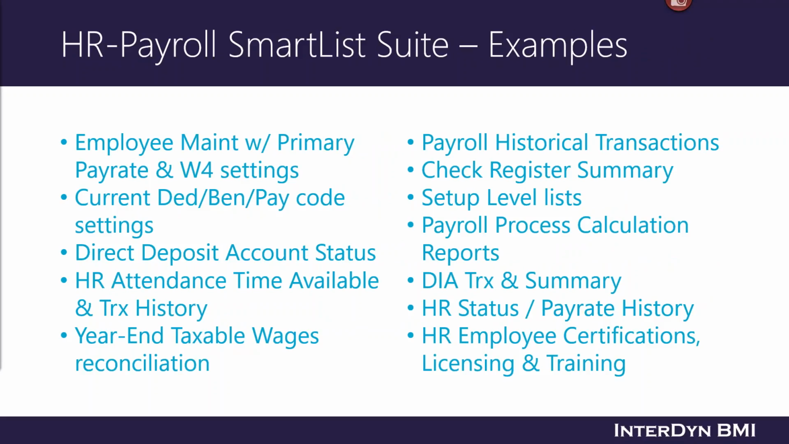So here's a few examples of what you're going to see in here. We've got an expanded employee maintenance view with many tables attached to it. They have primary pay rate, W-4 settings, the descriptions of departments and positions rather than just the codes, and things like that. You'll be able to get the current deduction rates or benefit or pay code rates, lists of pay codes assigned to employees, those types of things. We've got very simple and easy objects to use for that.